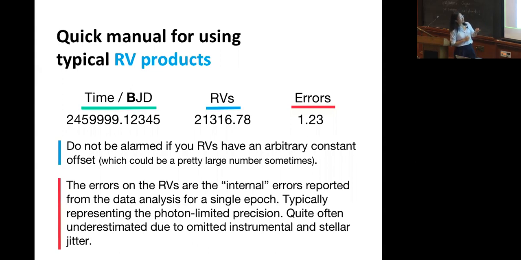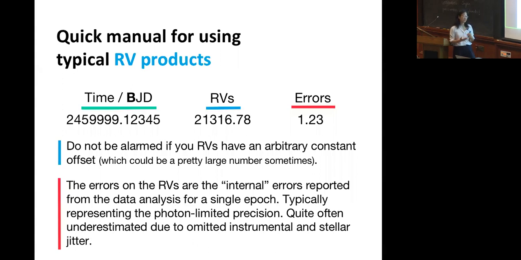Then there's the column of error bars. That's the error bar on the velocity. This is the most tricky column. You definitely want this column, first of all, but then you have to know what they are. They are very often the internal errors reported from the data analysis process for each single epoch. They do not accurately or precisely represent the overall precision of the spectra most often.